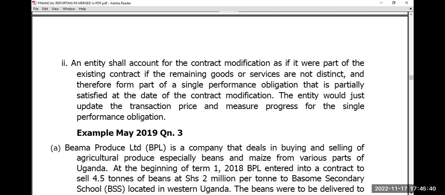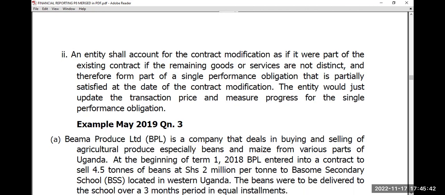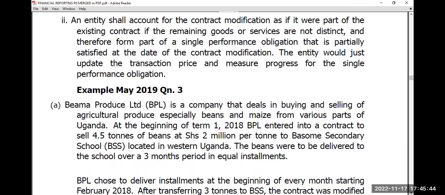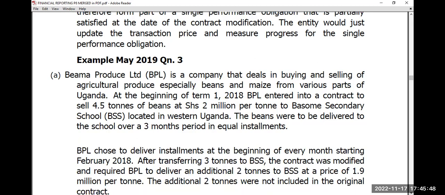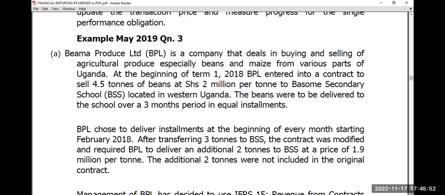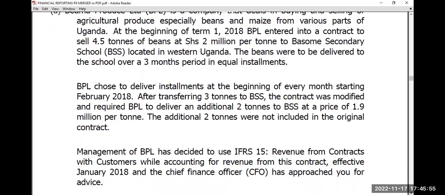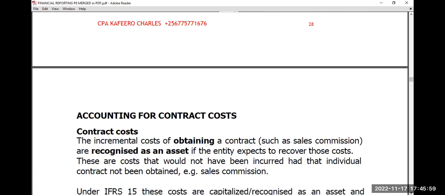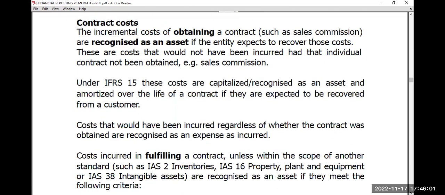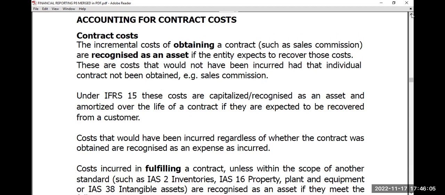This one we shall have a number, which is May 2019, question 3. We said we are considering questions that are above 2008, because that's when the standard was introduced.